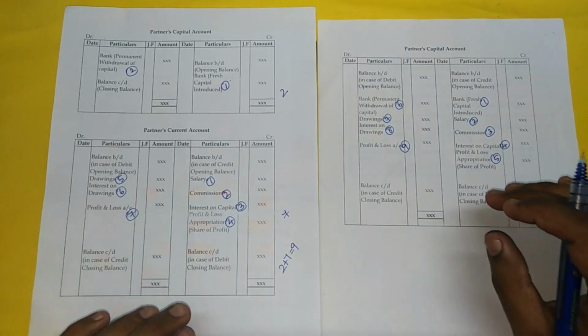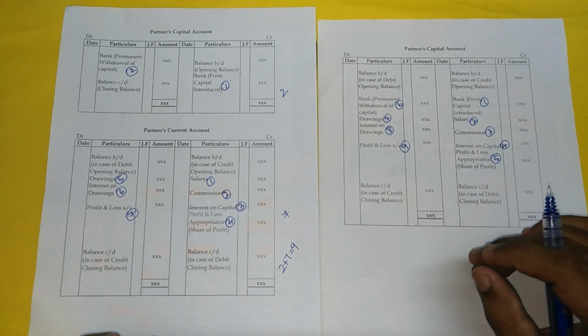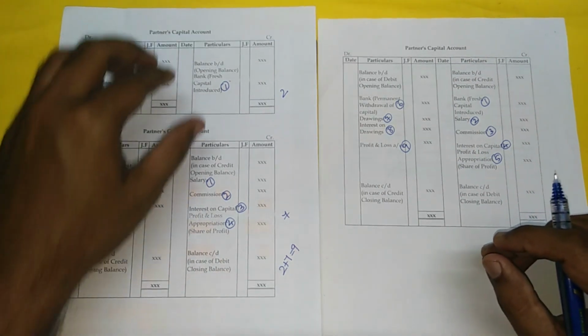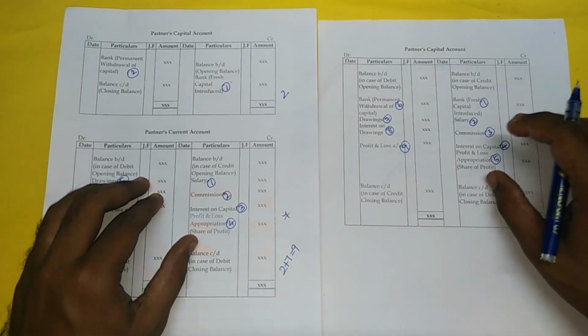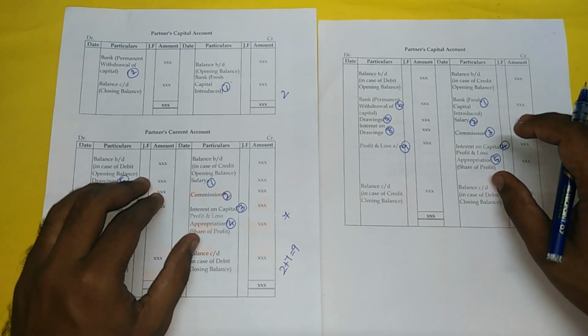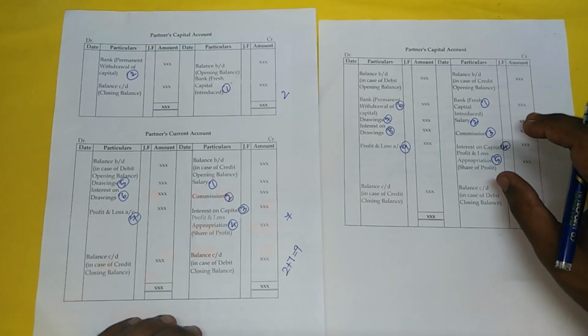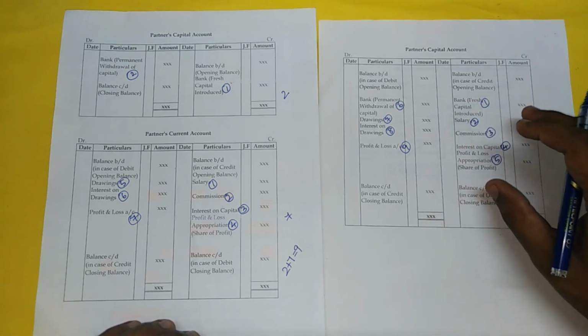Since we have learned both the methods of maintaining capital account, now let me take you through the differences between these 2 methods. Under the fixed capital method, we maintain 2 accounts, that is the partner's capital account and the partner's current account, whereas under the fluctuating capital method, we have only one account, that is the partner's capital account. So this is the first main difference. The second one is, under the fixed capital method, only additions and deductions in the capital form part of the partner's capital account. Whereas under the fluctuating capital method, all the transactions relating to partners form part of the capital account only.